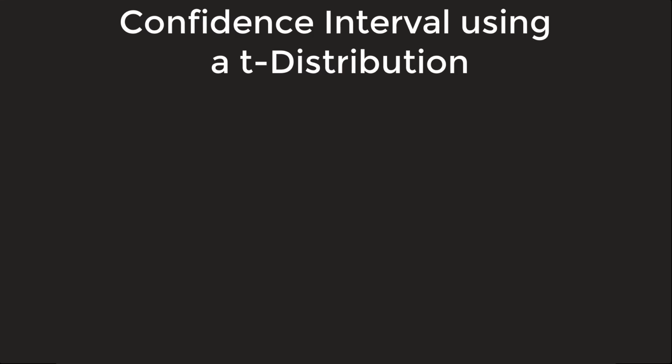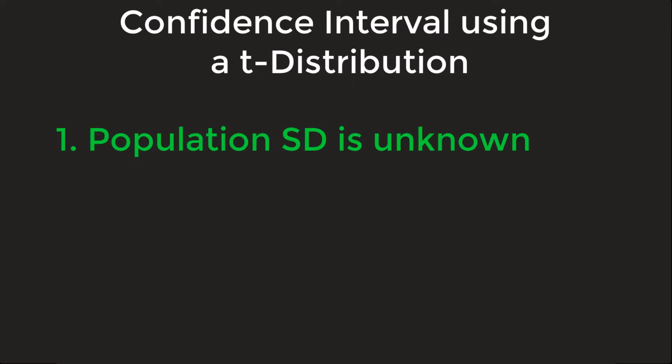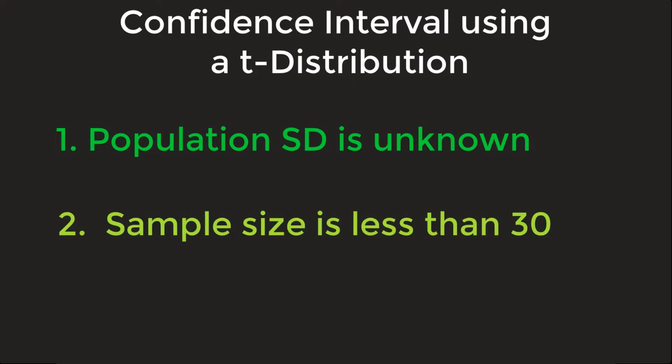Hi, in this video I'm going to show you how to calculate the confidence interval using a t-distribution both by hand using the formulas and by the stat features on a graphing calculator. So first thing is just to recap the difference between a normal distribution and a t-distribution. In a t-distribution, the population standard deviation is unknown and the sample size is less than 30.